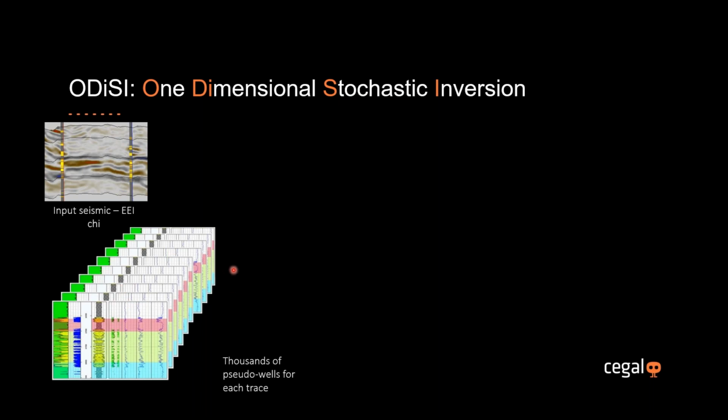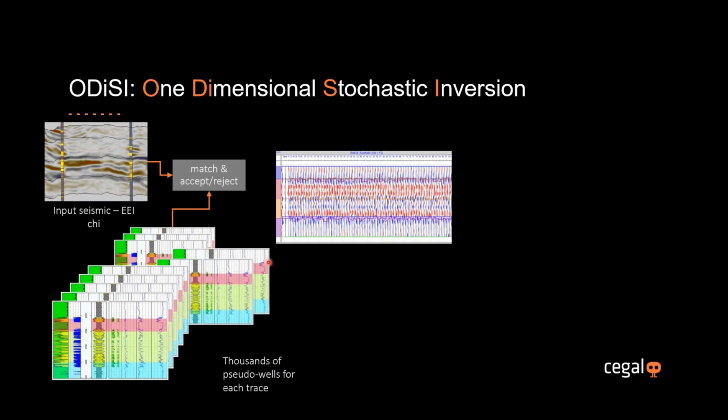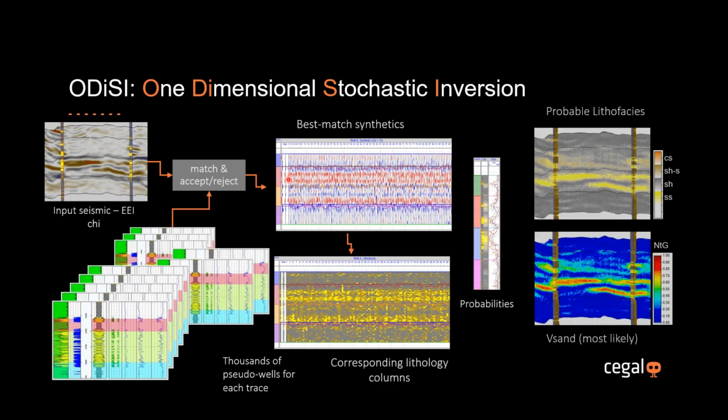Each pseudo-well synthetic is compared to the seismic trace and either selected or rejected based on the RMSE value. The 100 with the lowest RMSE values are selected. For those 100 selected, each synthetic corresponds to a pseudo-well realization containing all the different properties, V shell, VP, VS, and so on. Those properties can then be averaged, which gives us the outputs: facies probabilities, but also all the other properties with their associated uncertainties coming from the variation within the 100 best match pseudo-wells. So here we have the probability of facies and the V-sand.